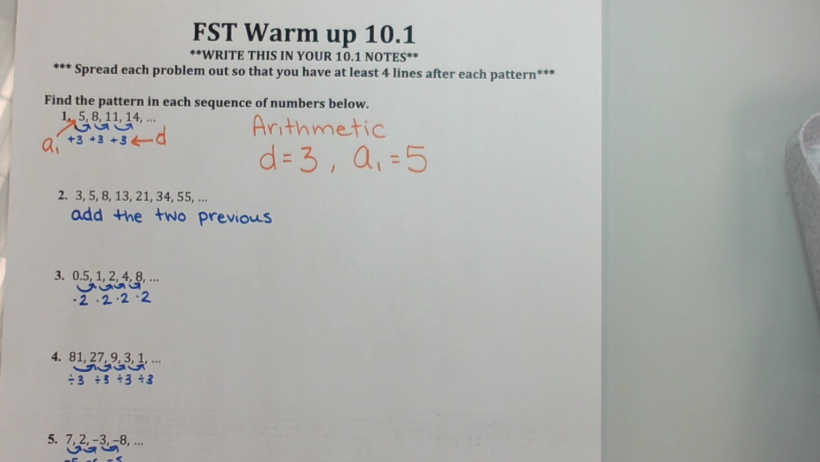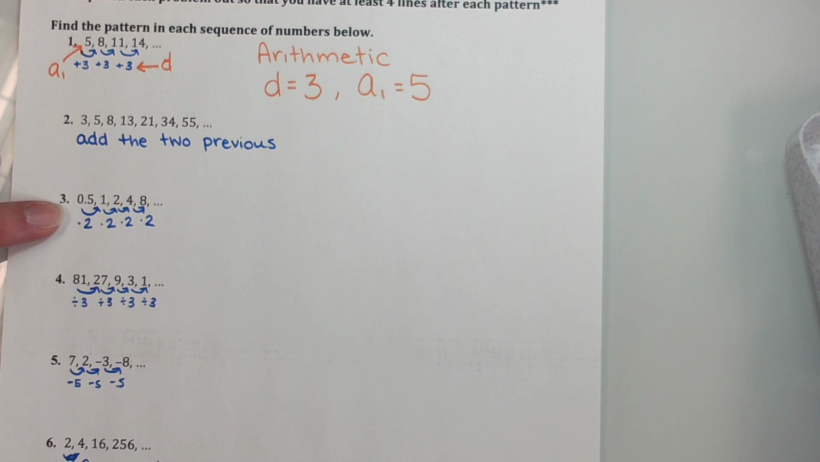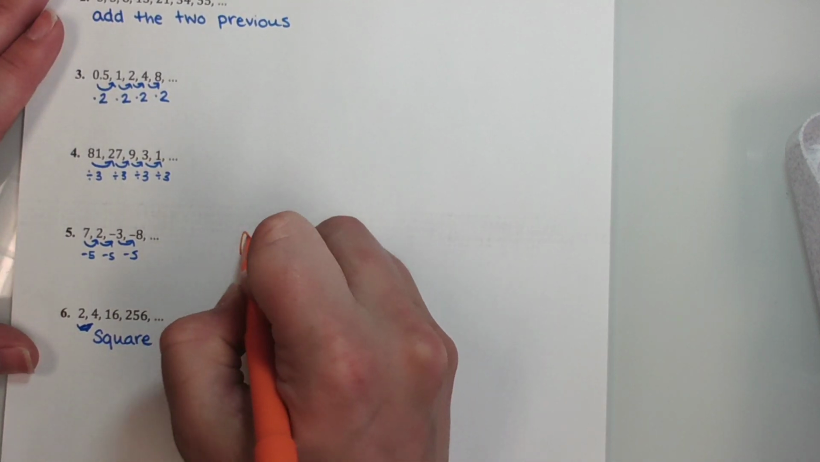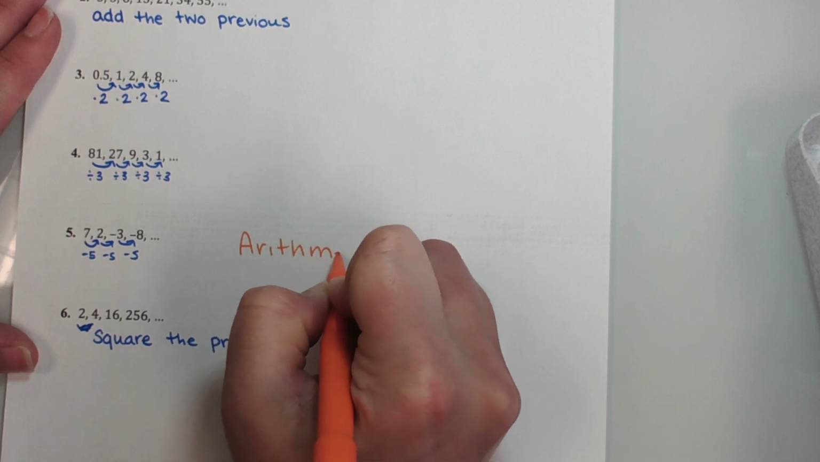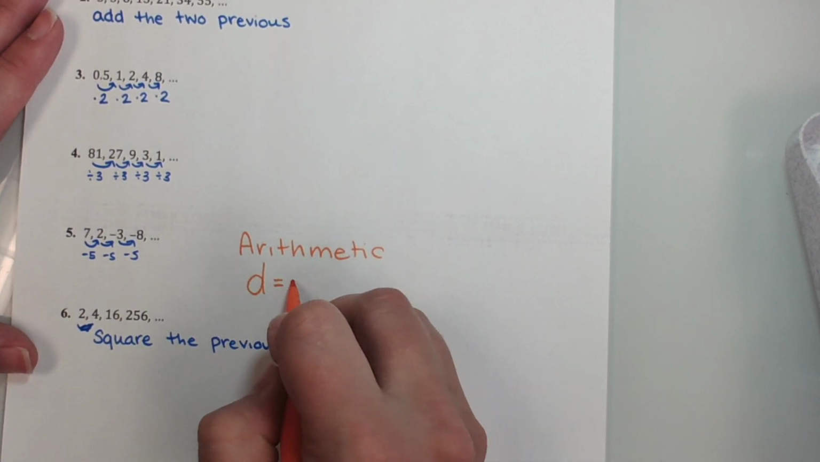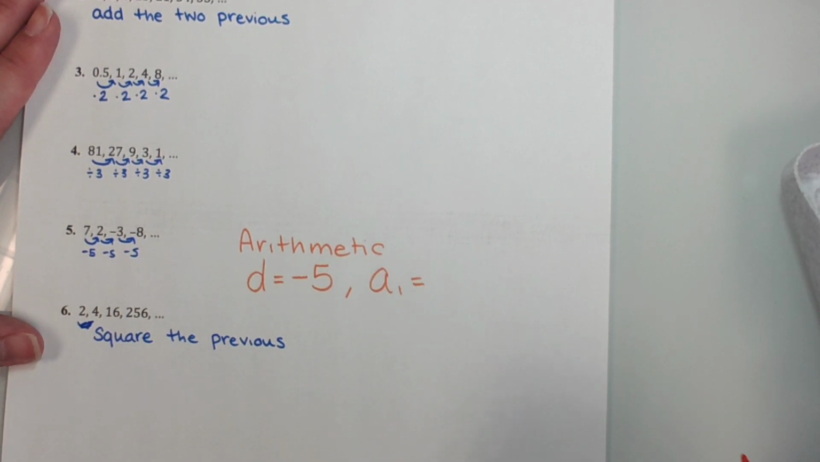Is 2 arithmetic? Are you adding the same number every time? No. Is 3 arithmetic? Are you adding the same number every time? No. Is 4 arithmetic? No. Is 5 arithmetic? Yes. What's d? -5. What's a sub 1? 7.